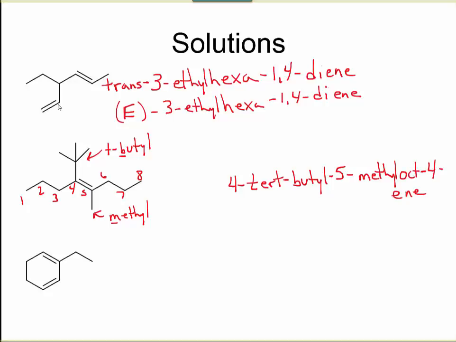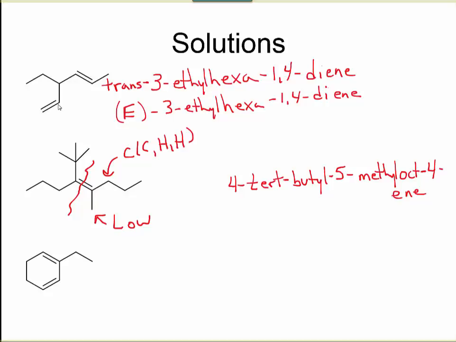Now going back, I do need to specify the geometry of the alkene. So let me clean that up just a little bit. Remember that we look at the substituents on either side of the alkene as we did in the first problem. A carbon bonded to 3 H's is going to be lower in priority than a carbon bonded to a carbon and 2 H's. The CC is higher priority than the CH. And on the other side, here I have a carbon bonded to 3 carbons, and that's going to be higher priority than a carbon bonded to one carbon and a hydrogen.